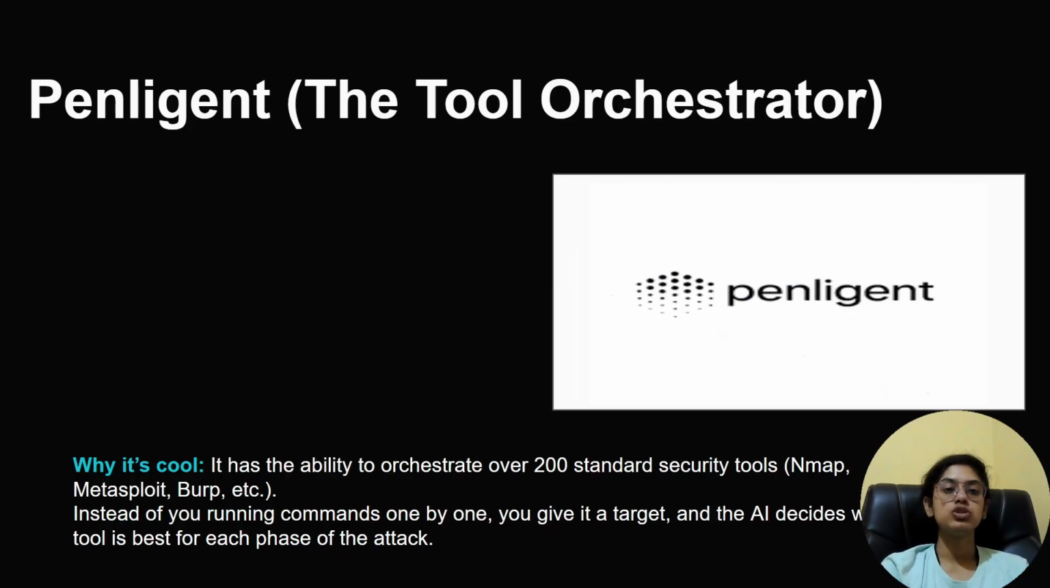Next is PenLegend. This is an orchestration tool. It contains 200 plus security tools like Nmap, Metasploit, Burp Suite. Your work is just to give the target. If you give a target to PenLegend, it will automatically decide which tool to use for each phase. For example, which tool for the recon phase and which tool for exploitation. It will automatically decide and execute it.